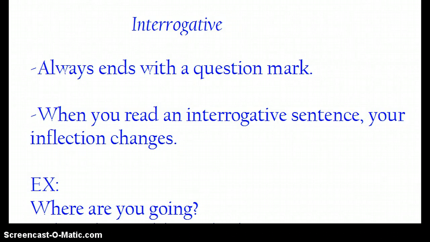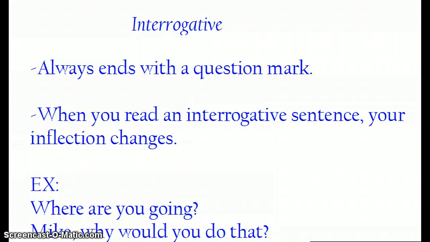So an example: where are you going? Not "where are you going." "Where are you going?" would be a common way you read that sentence. Now, it could be read the other way, but it would be maybe more of a statement that way. Or here at the bottom, Mike, why would you do that? So you can see how my voice changes instead of "why would you do that." That's almost more of a statement. So interrogative sentences always end with question marks. They're really just questions. You're interrogating to find information.